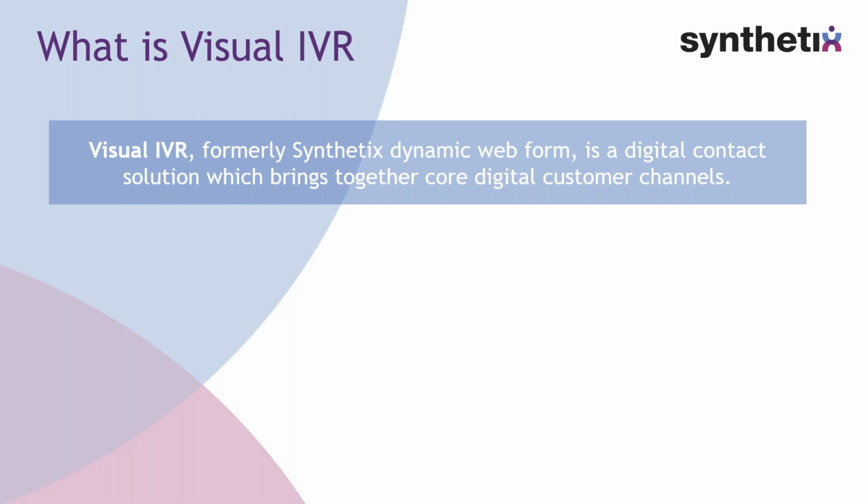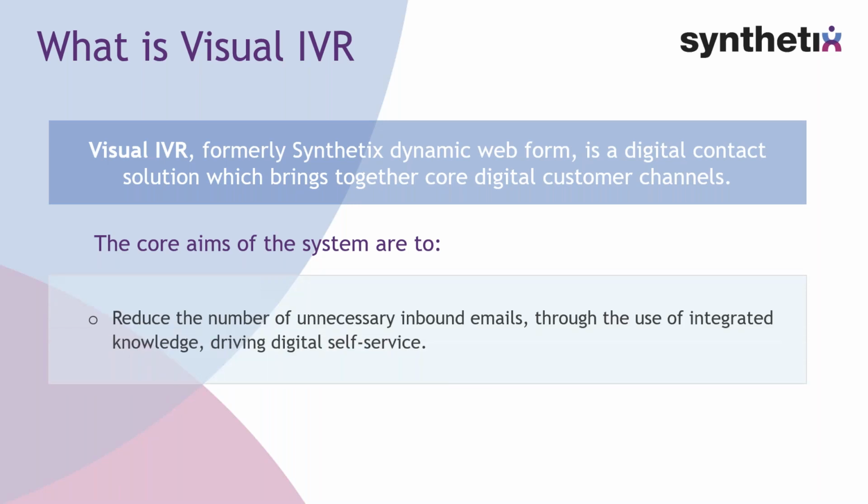I'm going to do a full demo of it, and you will see what we mean by bringing together those digital customer channels. But more importantly, I suppose, we want to talk about the core aims of the system. So what does the system do for a business? There's a couple to throw at you here. Probably the most important, and where we've seen great results with this, is that we reduce the number of unnecessary inbound emails through the use of integrated knowledge, which drives digital self-service.